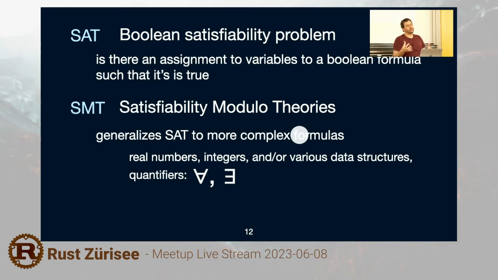So there's an extension to SAT, which is what Z3 implements, which is SMT, satisfiability modulo theories, meaning that we're going to generalize SAT to formulas that include other theories. So real numbers, integers, data structures, and quantifiers, which turn out to be very useful when doing program verification. So for example, here we could say that for all A and B, A times B equals B times A, and we should be able to prove that.